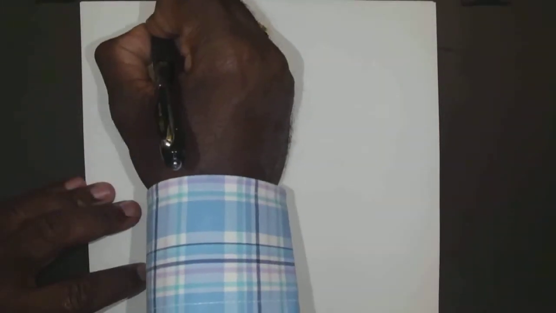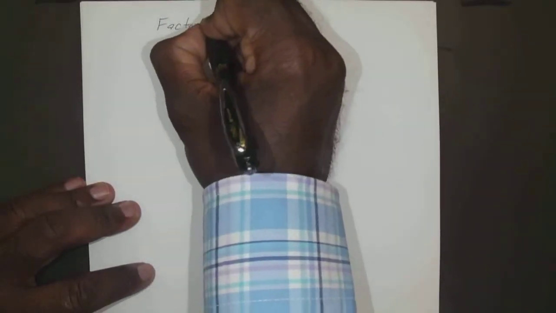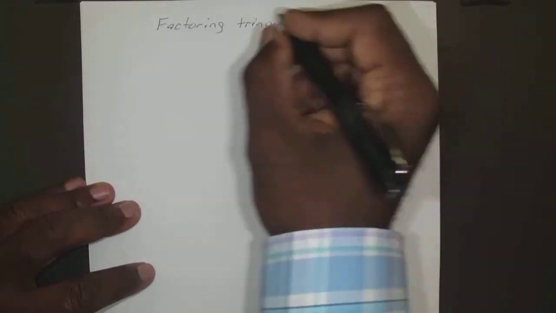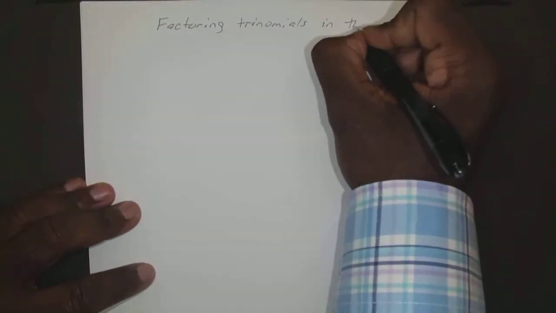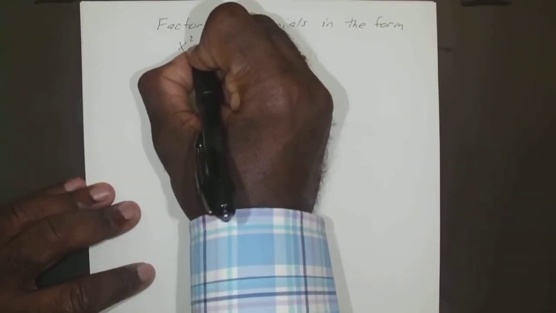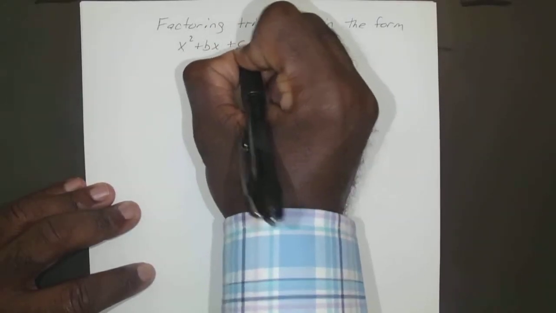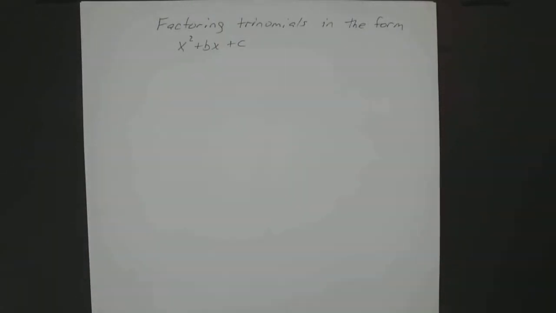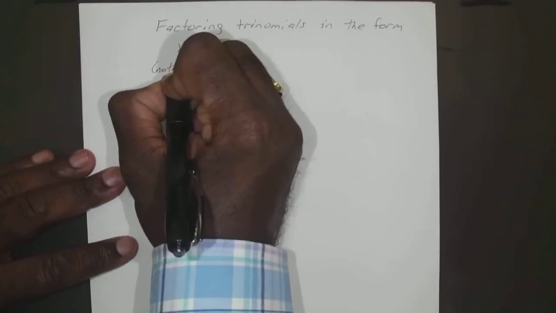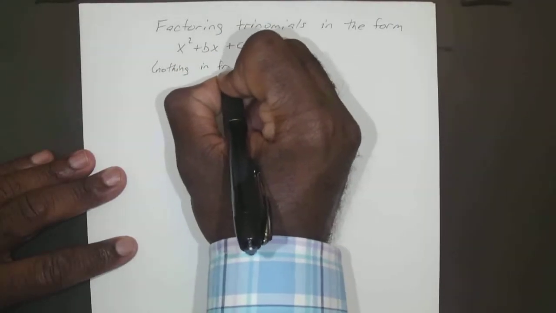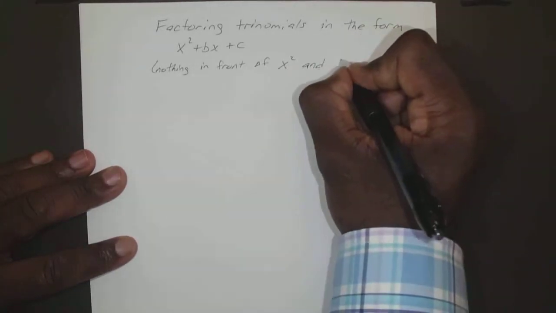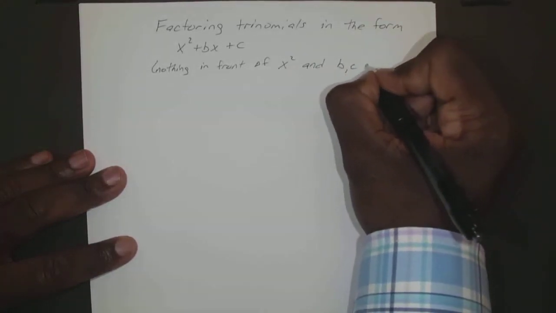Okay. So now we're going to review factoring trinomials in the form x squared plus bx plus c. Okay. So all that means is there's nothing in front of the x squared. And b and c are just numbers.